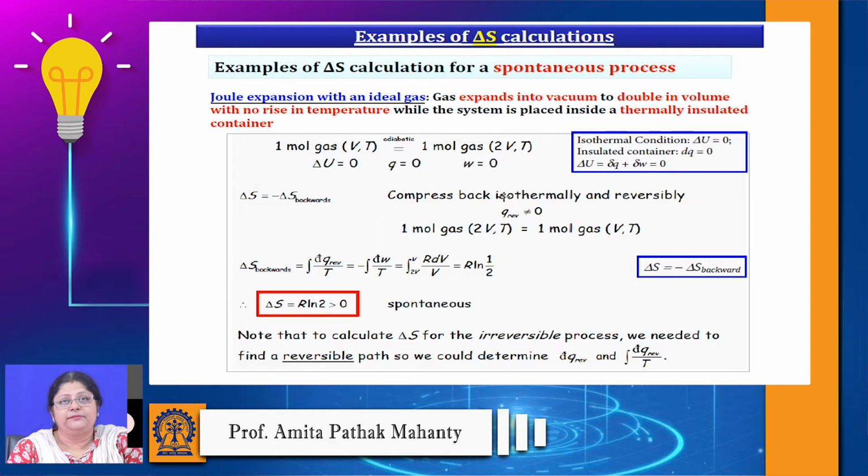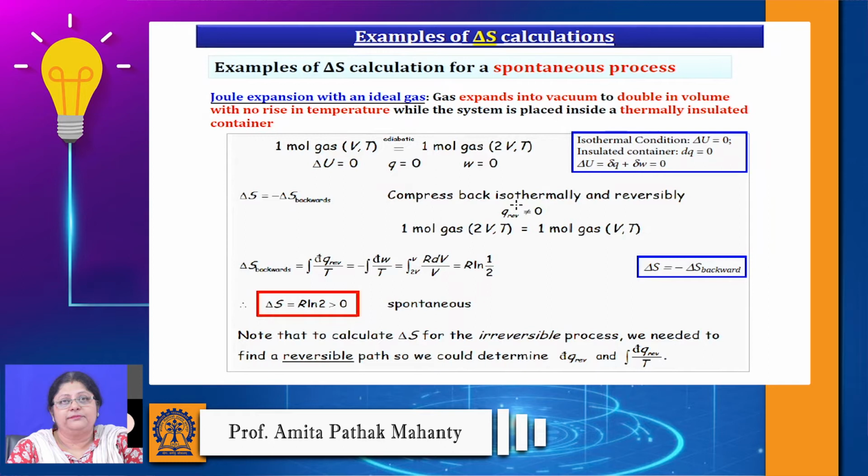I compress the gas back isothermally and reversibly. Okay, isothermally and reversibly. What happens? Since it's a container which is thermally insulated, there is no Q exchange with the surrounding. There is no Q exchange with the surrounding. Okay, but we have a volume change. Right? So if I have only volume change, and I'm saying there is no reversible amount of the heat exchange, then ideally I should get a 0 value of entropy change, right?